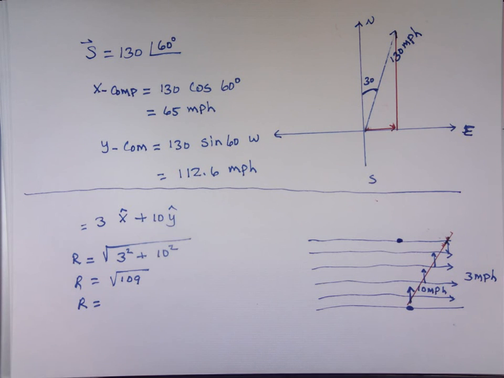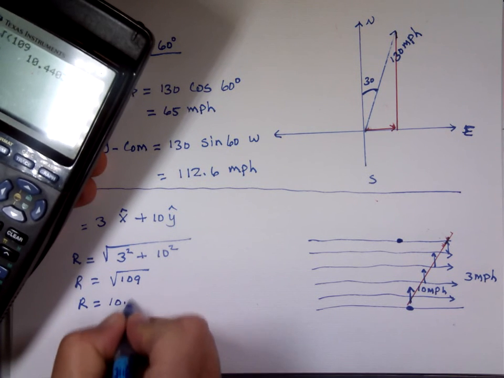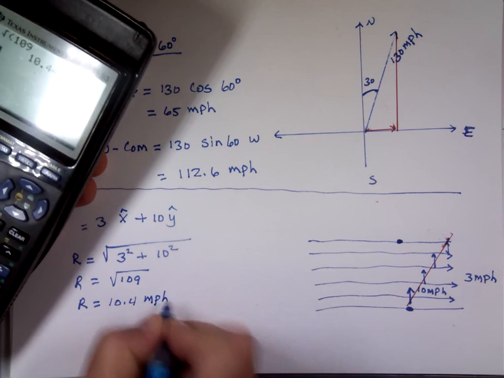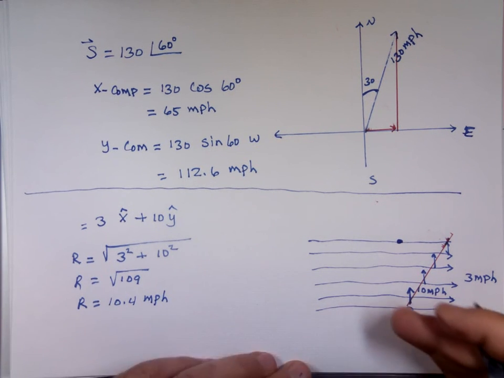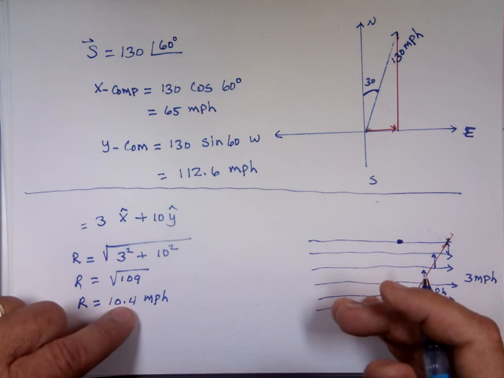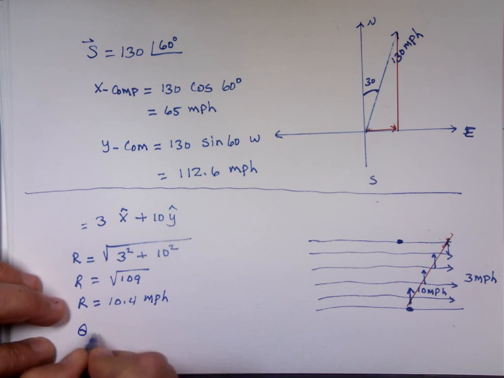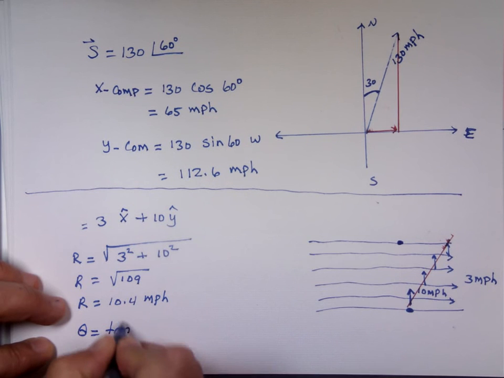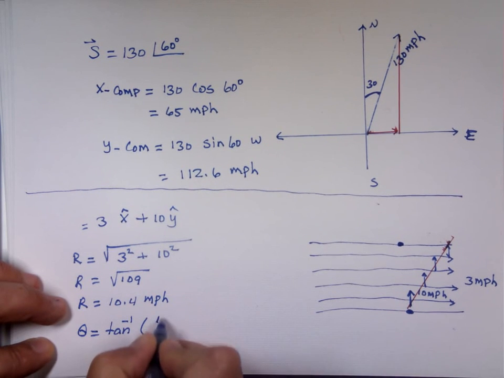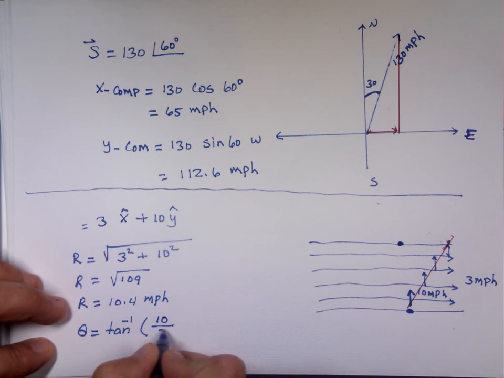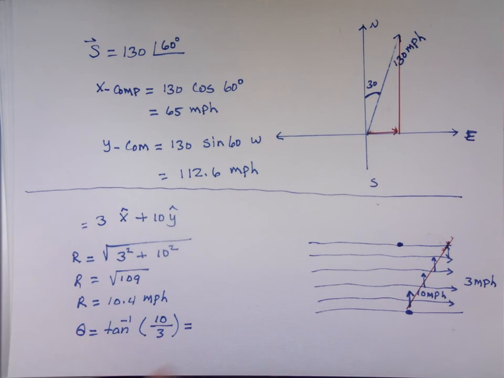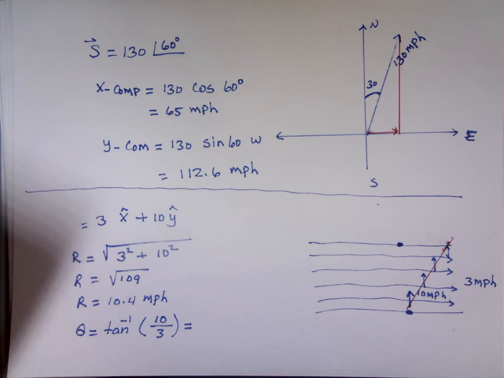So square root of 109, which is 10.4 miles per hour. So you picked up 0.4 miles per hour. I guarantee you if you went in this direction, you're probably going to be slower by 0.4, maybe going 9.6 miles per hour. And theta is going to be the inverse tangent of the y value. The y is what? 10. The x value, which is 3. It's 73 degrees.